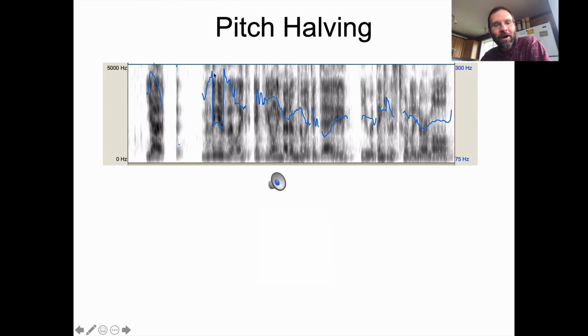So the highest part of this F0 contour is in this particular utterance here.